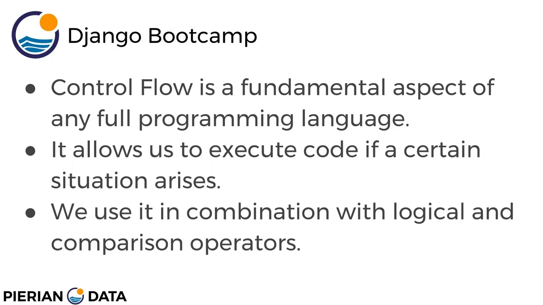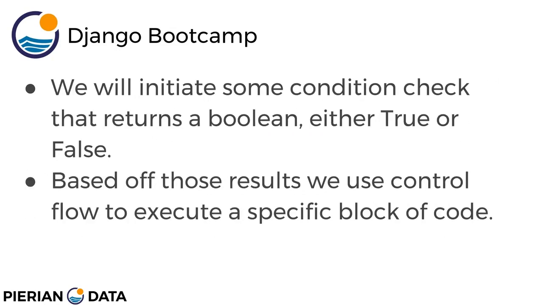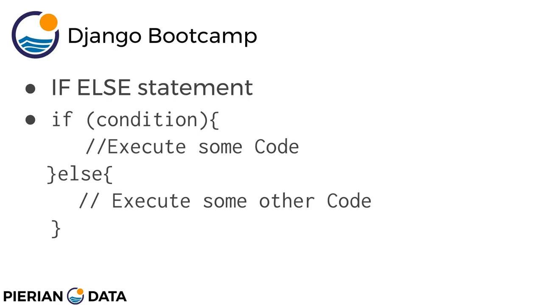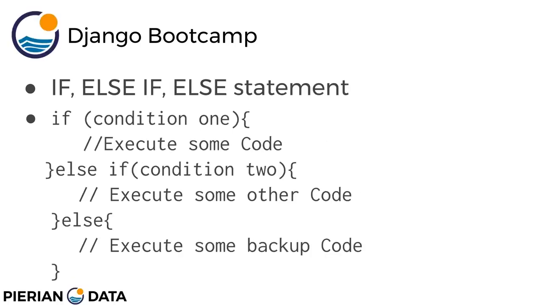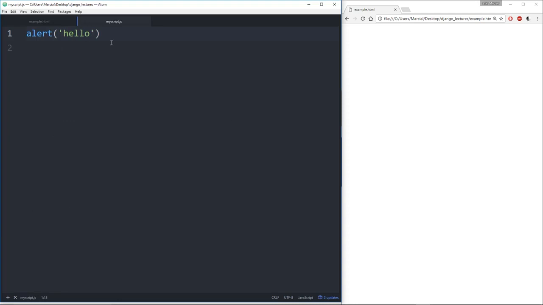Hello everyone, and welcome to Part 5, Control Flow. Control flow is a fundamental aspect of any full programming language, and it allows us to execute code only if a certain situation or condition arises, and we can use it in combination with logical and comparison operators. In case this is your first time programming, we're going to briefly go over the main concepts of control flow, such as if statements, else statements, and else if statements in this lecture.